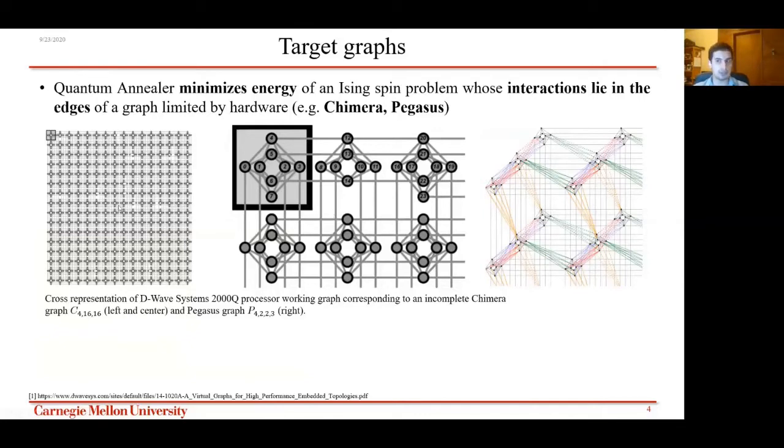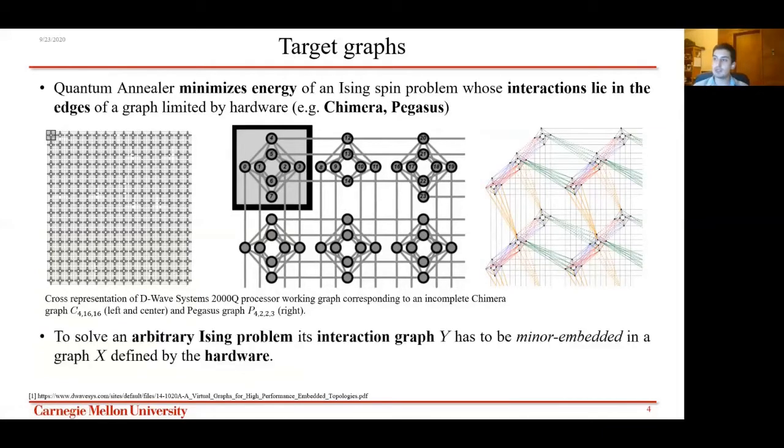The quantum computer that is available at the NASA Quantum AI Laboratory has this 16 by 16 imperfect chimera graph hardware. It is imperfect because it's highly complicated to get these machines to work, so some of the qubits are just faulty. The next generation of these chips is going to have the so-called Pegasus graphs, which are a little bit more involved. So if you want to solve an arbitrary Ising problem in these quantum annealers, you need to minor embed the graph describing your problem into the graph of the hardware.